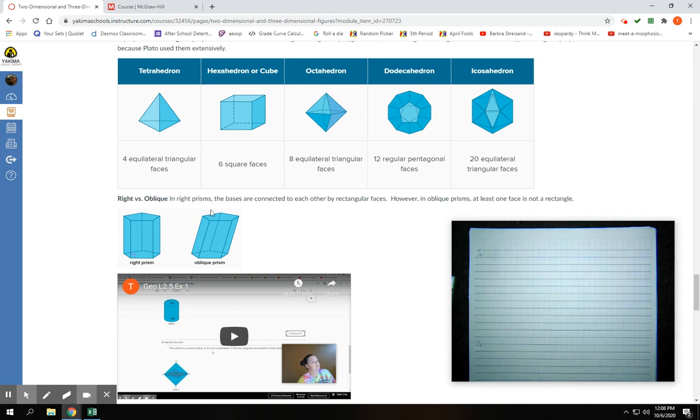Right versus oblique. In a right prism, the sides and the base make a right angle. And an oblique prism, it kind of looks like someone sat on it and it's squished off to the side.